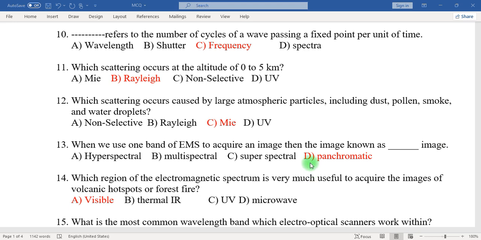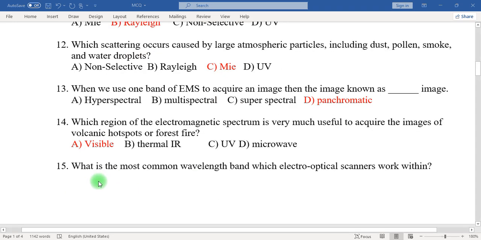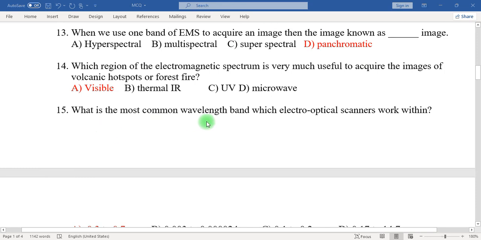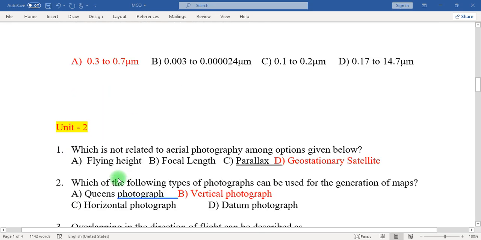When we use one band of the electromagnetic spectrum to acquire an image, the image is known as dash-dash image. Correct answer, panchromatic. Which region of the electromagnetic spectrum is very useful to acquire images of volcanic hotspots or forest fires? Correct answer, visible. What is the most common wavelength band in which electro-optical scanners work? Correct answer, 0.3 to 0.7 micrometer.